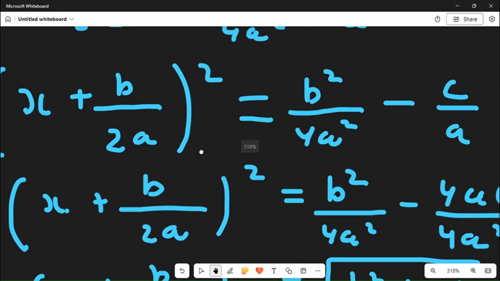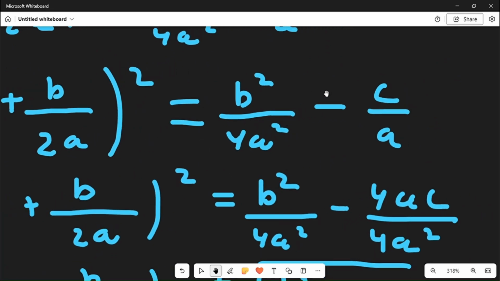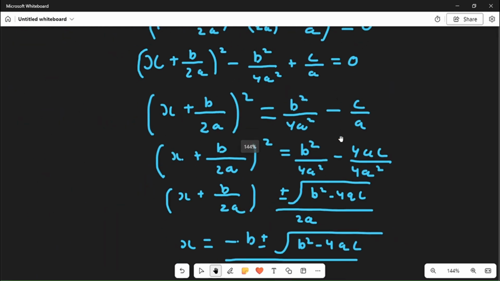From this point, we want to subtract this. To subtract fractions, we can only do so if the denominators are the same. So we want to make this one 4a squared. How can we do that? We can just multiply the top and bottom by 4a. If we do that, we get 4a squared on the bottom, which is what we want, and we get 4ac on the top. So now we can subtract this, and we get b squared minus 4ac divided by 4a squared.